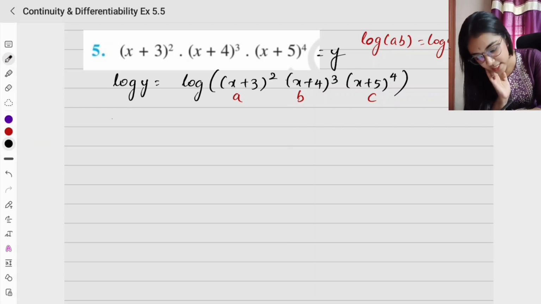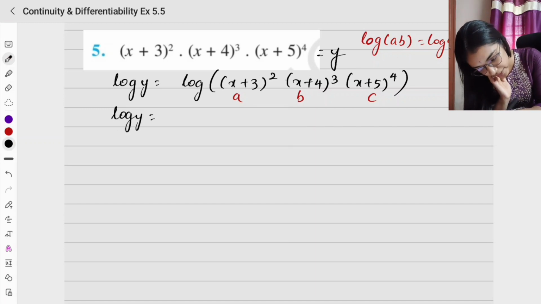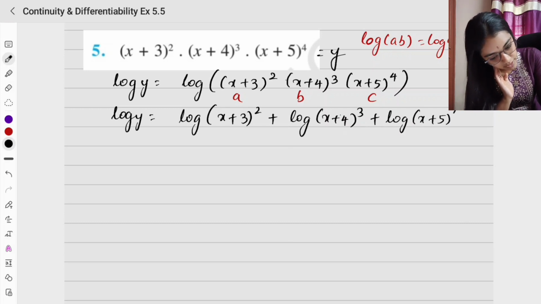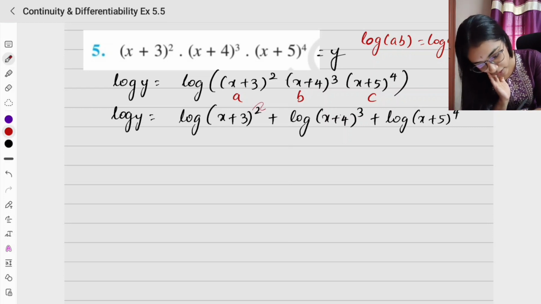So when I apply this, I have log y equals log of a, which is (x+3) the whole square, plus log of b, which is (x+4) the whole cube, plus log of (x+5) to the power 4. Here the power is going to come to the front. So 2 comes to the front, 3 comes to the front, 4 comes to the front. So what is my next step?